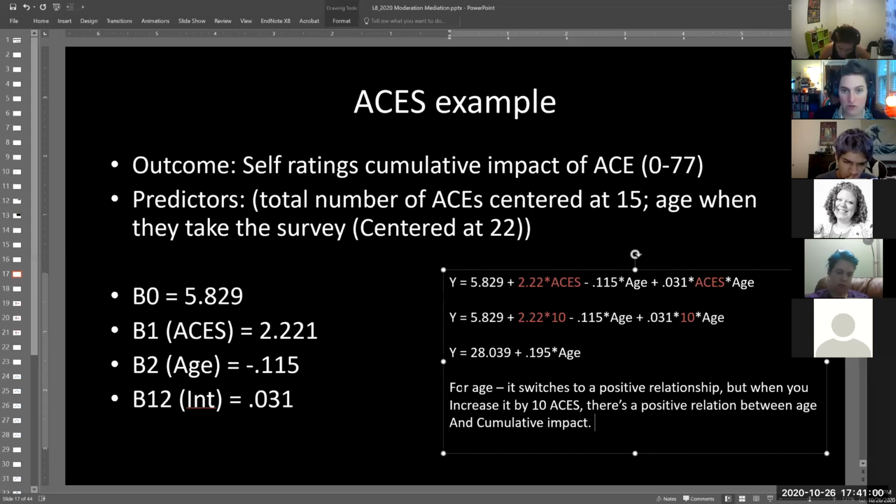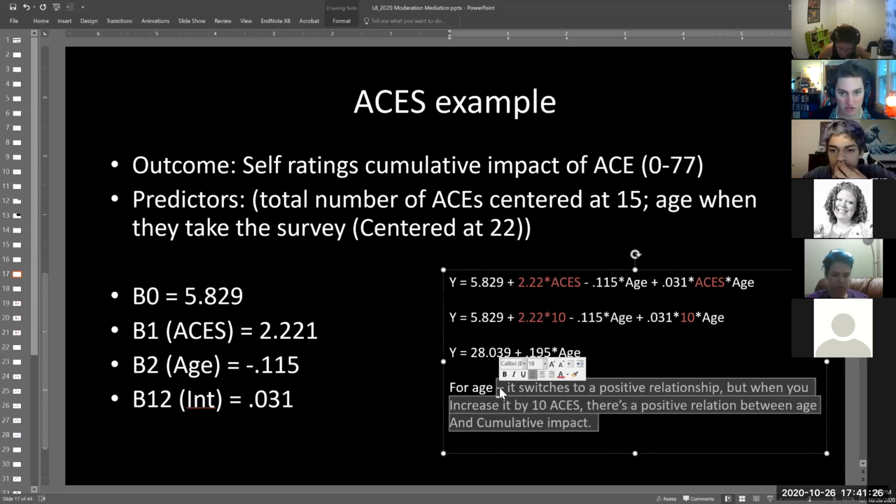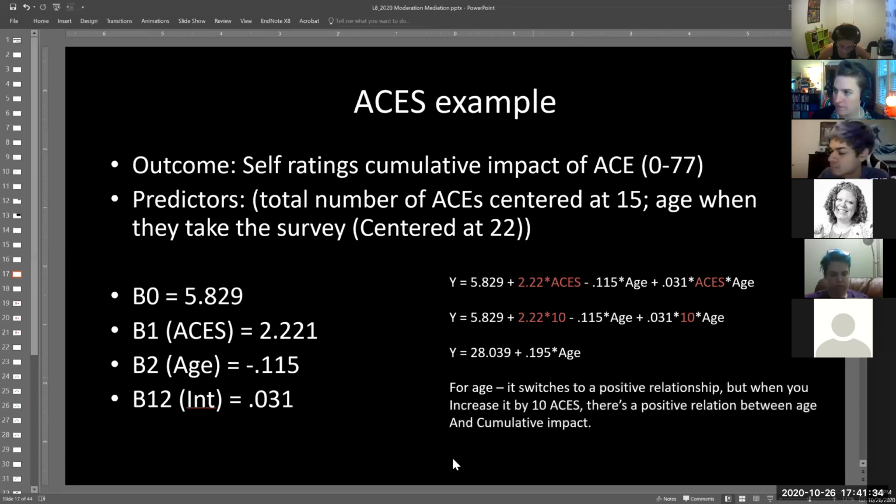Okay, so at first, there's a negative relationship between age and the number of ACEs. As you get older, you just remember fewer when ACEs was the mean. But as you go up by 10 ACEs, that's more severe, more ACEs happening in your life, then the impact increases with age. As age goes up, the perceived self-rating of cumulative impact is also going up.